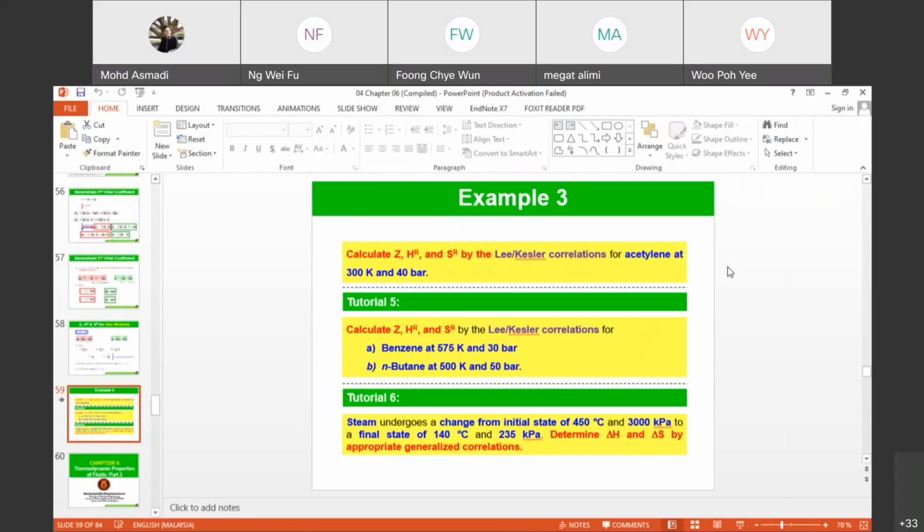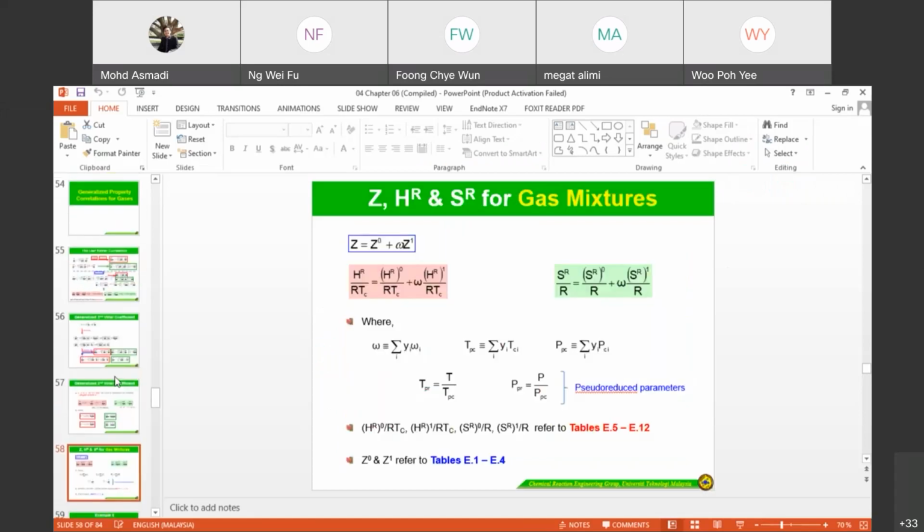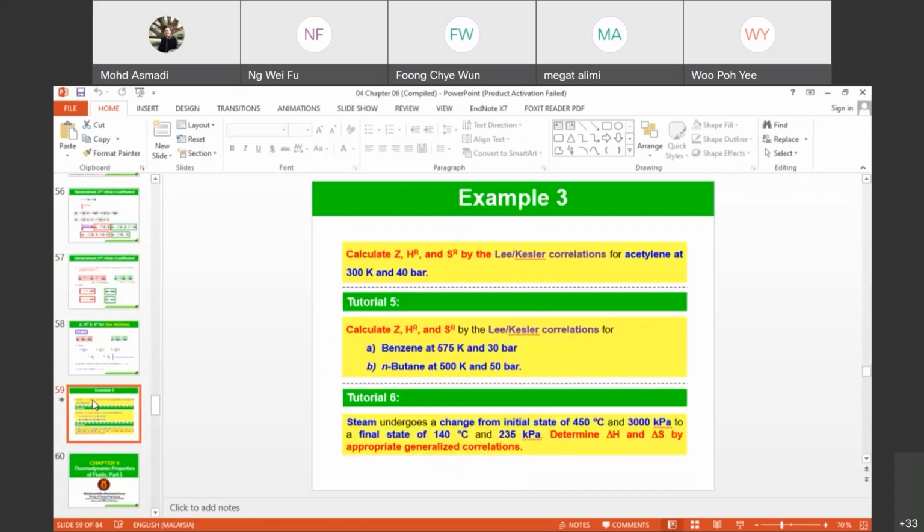So let's continue from the previous topic about how to calculate the residual properties by using generalized correlations. This is the Lee-Kesler and virial equations. For Lee-Kesler you have to do the interpolations from Appendix E, while for virial you can calculate directly by using the equations, but it's only applicable for low to moderate pressure.